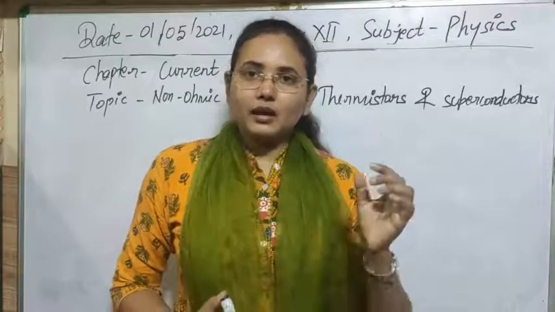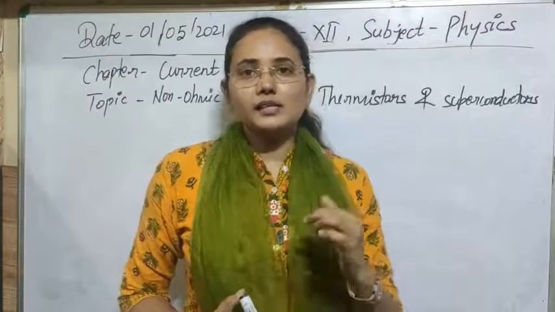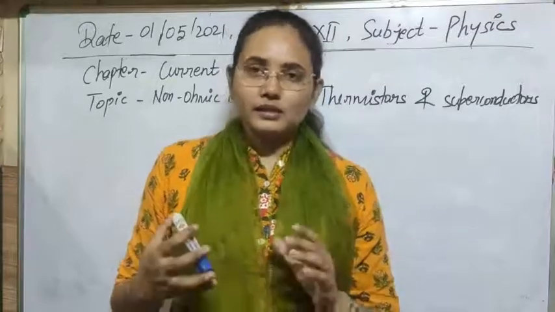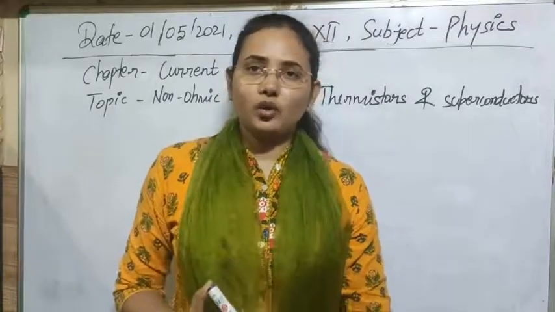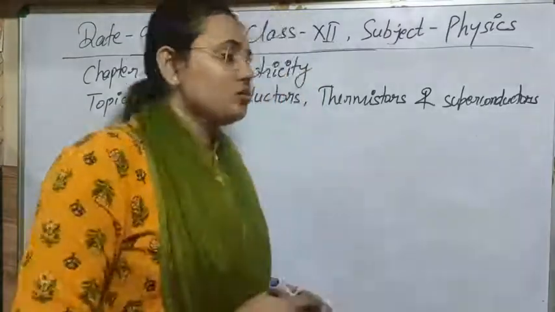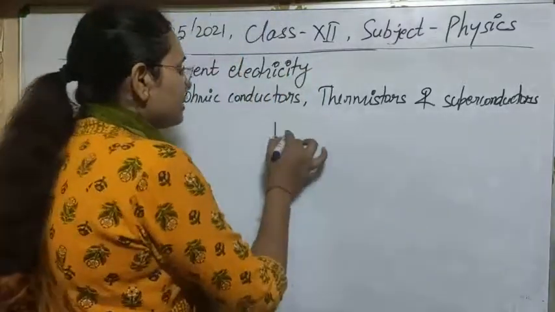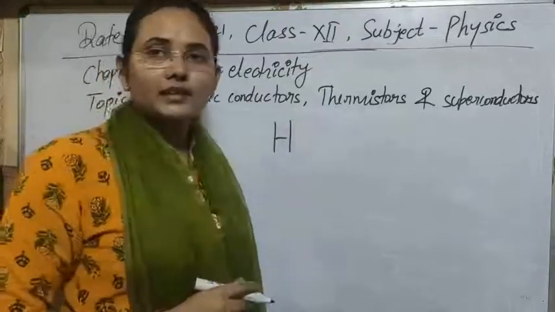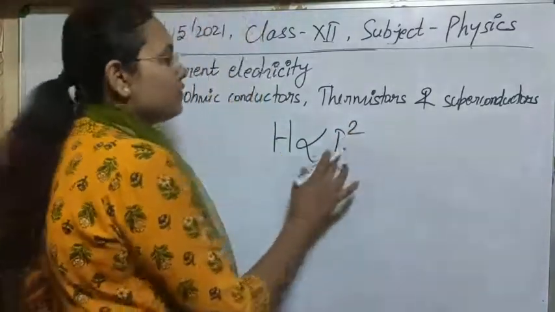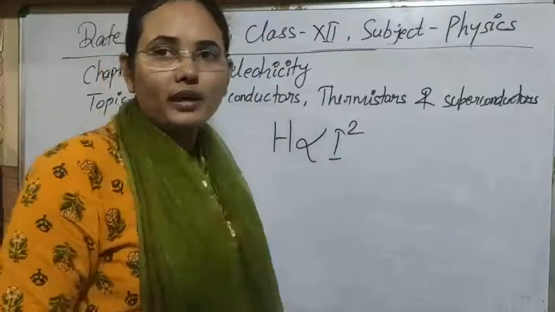So it means that some of the electrical energy is converting into thermal energy. This is called the heating effect of current, or Joule's heating, because Joule first detected it. Now let's see which factors this heat depends on. First, it depends on the square of the current.